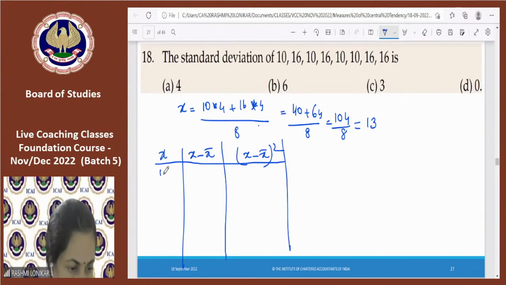So I have 10. 10 minus 13 is minus 3. Minus 3 square will be 9. And how many tens do you have? 1, 2, 3, 4. For each of them, this will be the same.